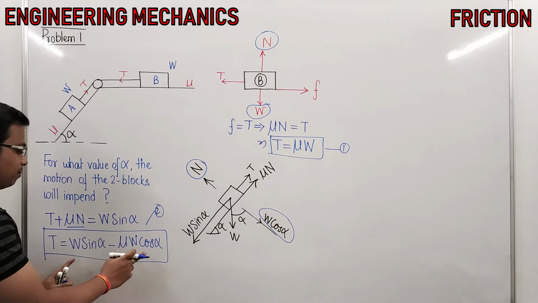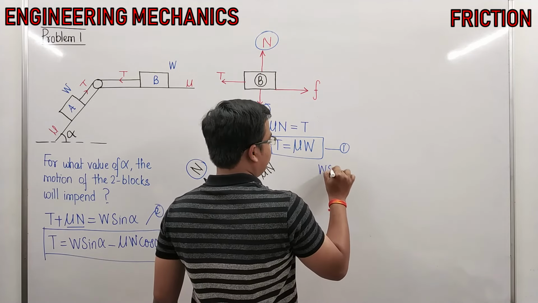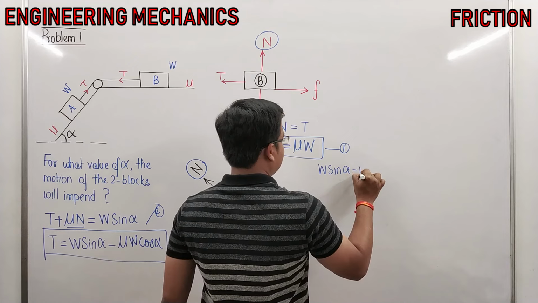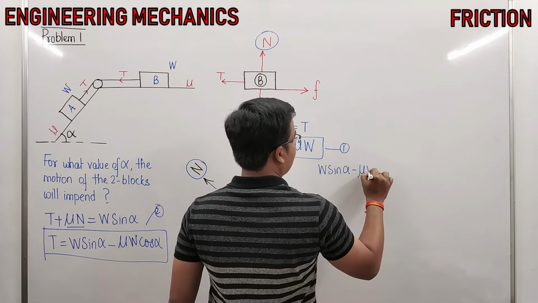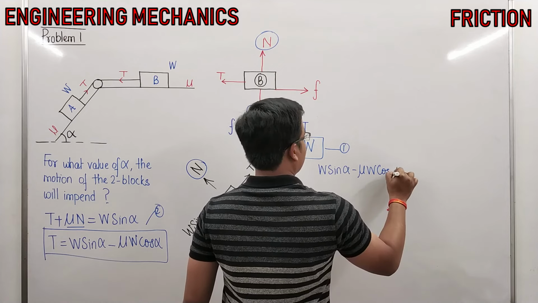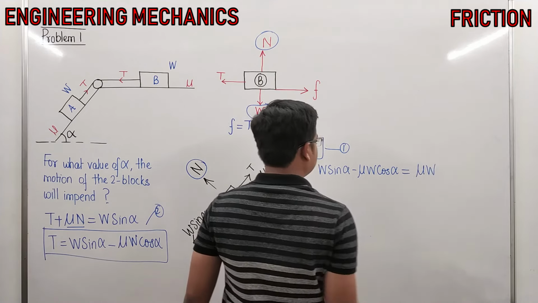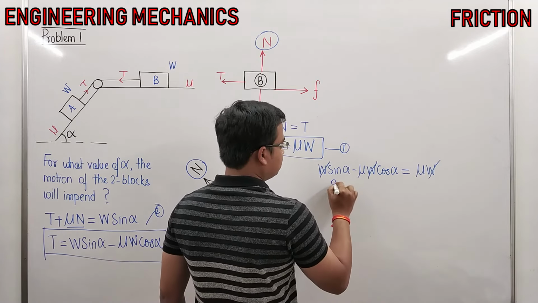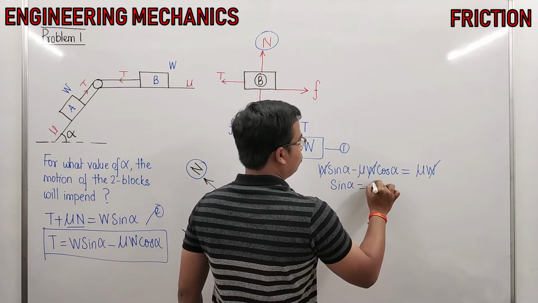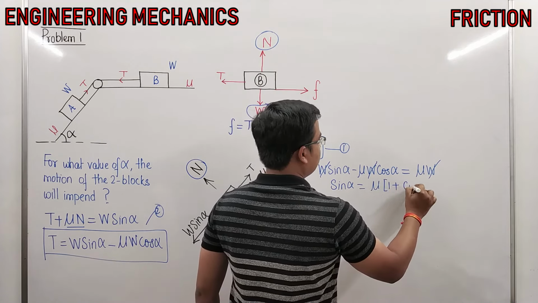So W sin alpha minus mu W cos alpha is equal to mu W. Simply. So W will cancel out from all these terms. And what shall remain is sin alpha is actually equal to mu plus mu cos alpha. That means mu times 1 plus cos alpha.